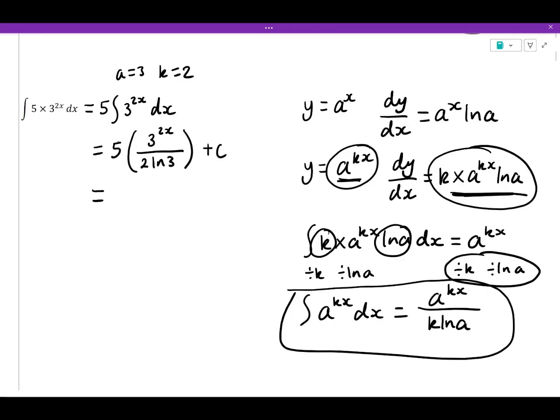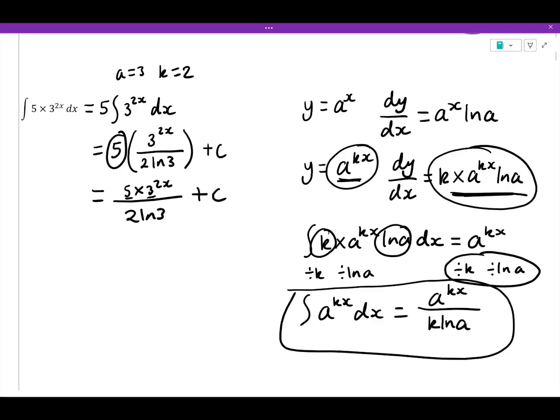Now that 5 can multiply up to the numerator, so I would have 5 times 3 to the power of 2x over 2 ln 3 and then plus c. Please don't multiply the 5 and the 3 together because the 3 is raised to a power. You must do indices before multiplication.